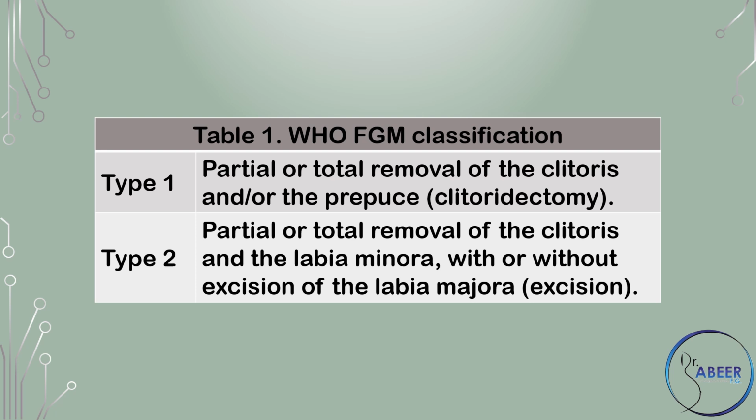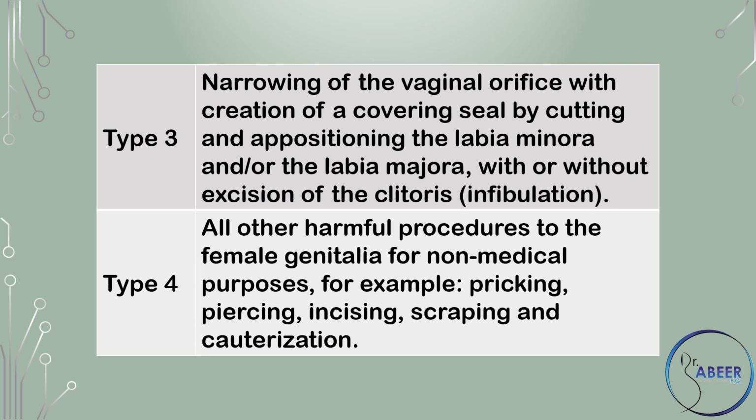Table 1. World Health Organization Female Genital Mutilation Classification. Type 1: partial or total removal of the clitoris and/or the prepuce, or clitoridectomy. Type 2: partial or total removal of the clitoris and the labia minora, with or without excision of the labia majora, or excision.